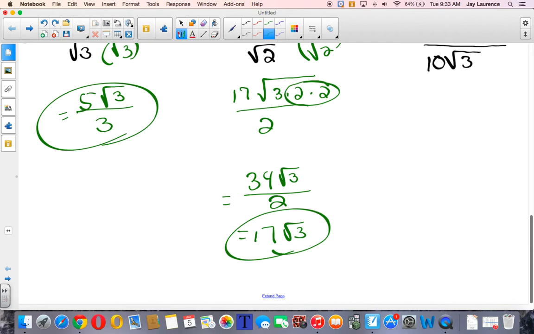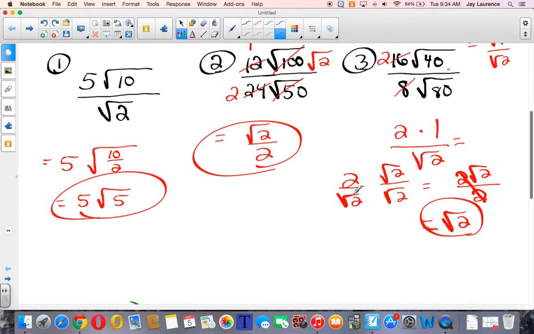Now, it might have been a long way to do it. You might want to think about it this way. Put a little step right in here. 17 times 2 rad 3 over 2. I didn't actually do the 34 part because I know those 2's are going to cancel and I can jump right to that answer. But there's nothing wrong with the first work I did.